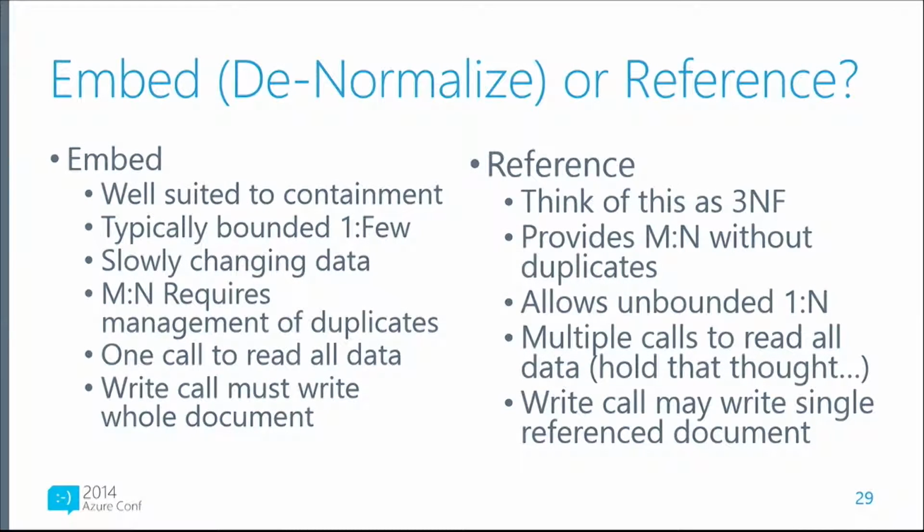If we think about reference type modeling, that is probably closest to your idea of the database third normal form. It provides a many-to-many mechanism without duplicates. It allows us to have that unbounded idea of one-to-many, where the many is unbounded. But what are the trade-offs we make? Well, it means that we have to make multiple calls to read all that data. Although hold that thought, because we'll have a look at programmability shortly. But it does mean that we can make a single write call to update any of those referenced documents.